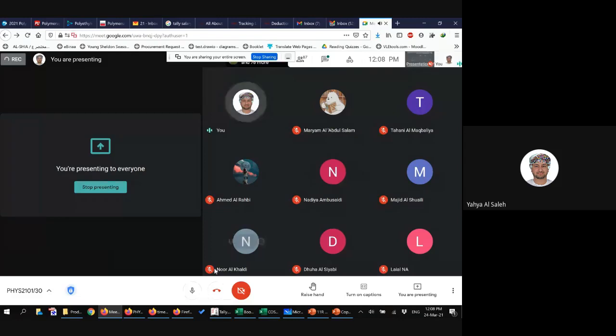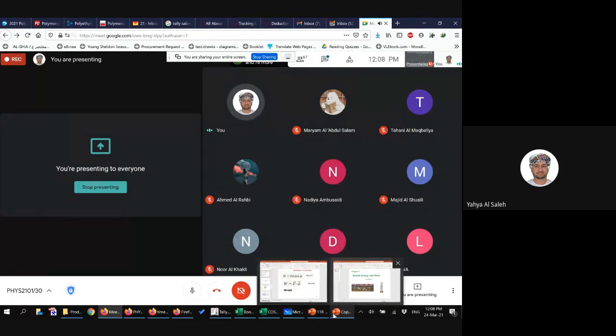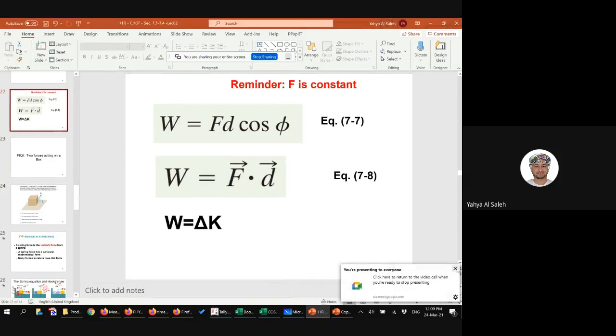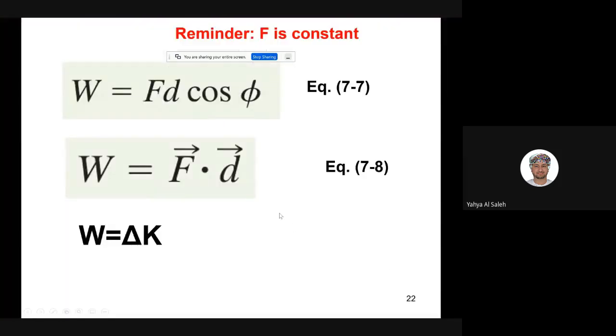And today, we're going to be looking at something slightly different. So as a reminder, when force is constant, work is given by F dot D, otherwise known as FD cosine theta. And the work energy theorem says that the kinetic energy of a system changes based on the work, or equal to the amount of work done on or by the system.